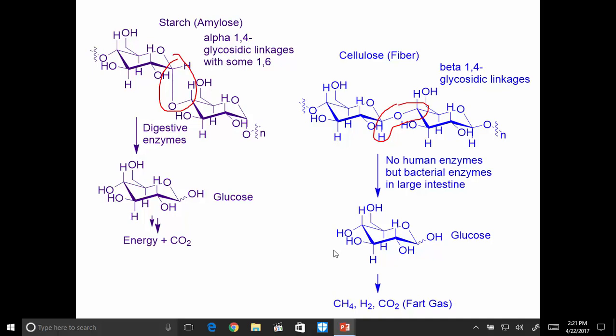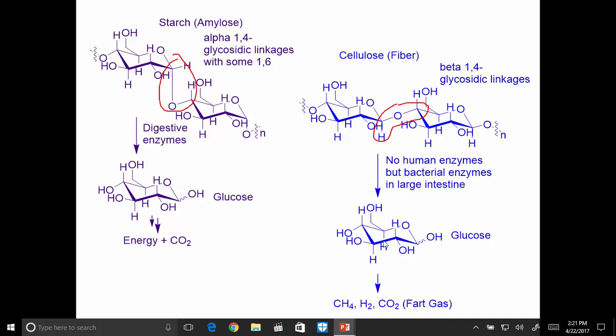All right, so humans can't digest cellulose, but bacterial enzymes in your large intestine can, and I think other creatures like termites have this ability to process that. Cows have multiple stomachs that allow them to process cellulose as well. So this eventually will break down to glucose. If the organism can break down cellulose, it can use it as a fuel source, but we can't.